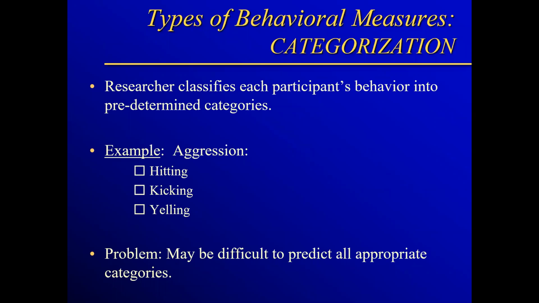What happens if I see someone pulling hair? Well, where does pulling hair fall in that hitting, kicking, and yelling? Okay, it doesn't. So now I need to create something on the spot. How about throwing something? Throwing something doesn't fall into these categories. And so a lot of times what you'll see is unless you have 10, 15, 20 years of experience measuring aggressive kids, you may not be able to know everything beforehand before you go in. So categorization comes with that problem of it's difficult to predict what's going to happen.